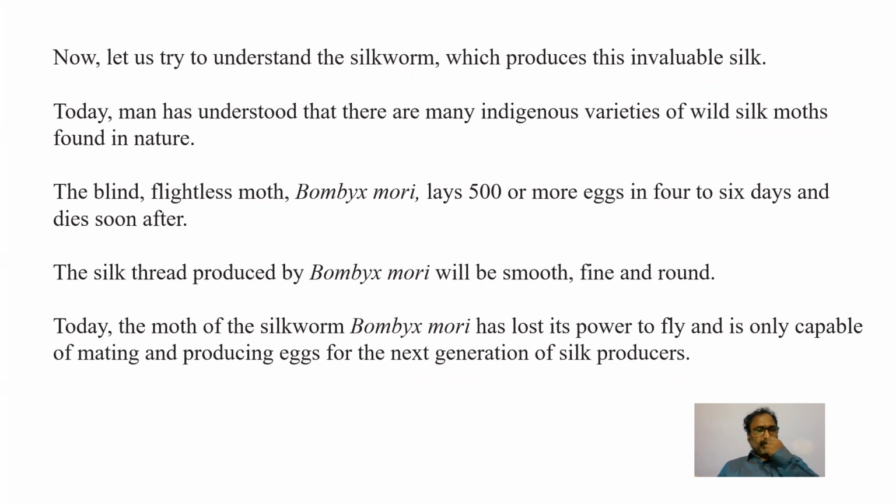The silk thread produced by this Bombyx mori is very smooth, fine, clear, pearly white in color, silky, and it is round too. So this is the characteristic feature of this silk. Today, the moth of the silkworm, Bombyx mori, has lost its power to fly and is only capable of mating and producing eggs for the next generation of silk producers, isn't it?